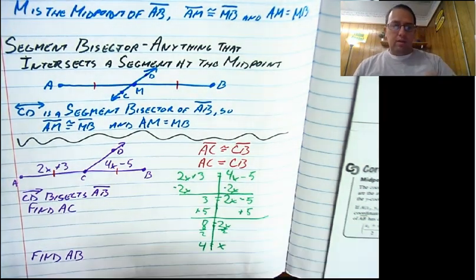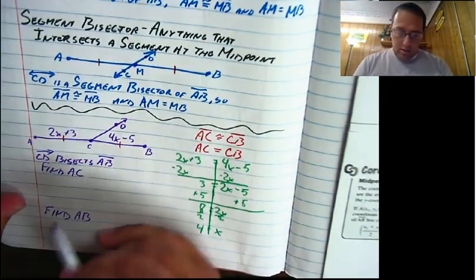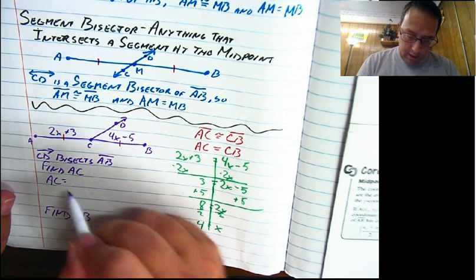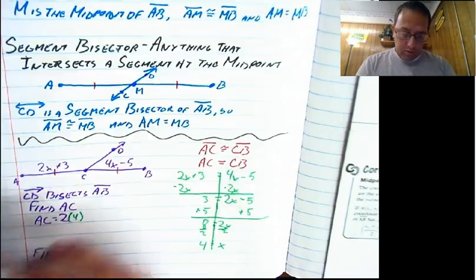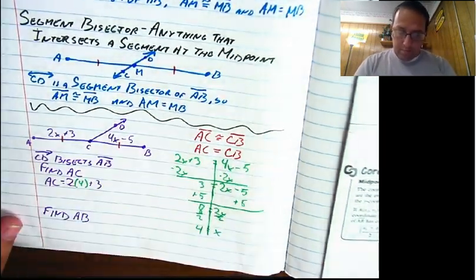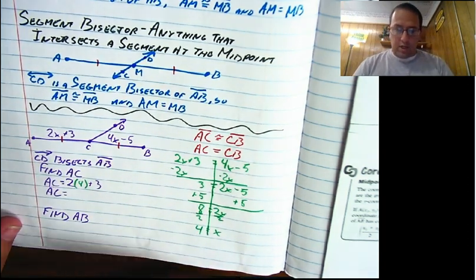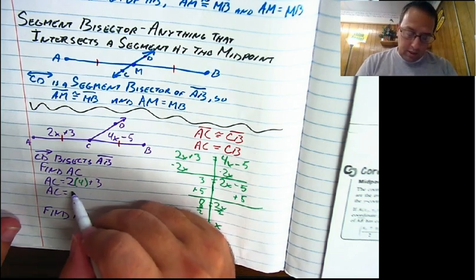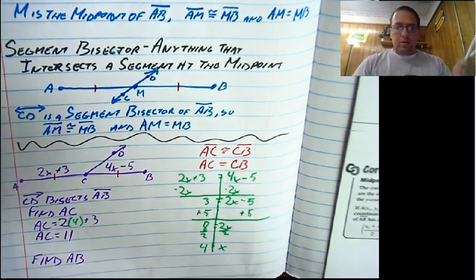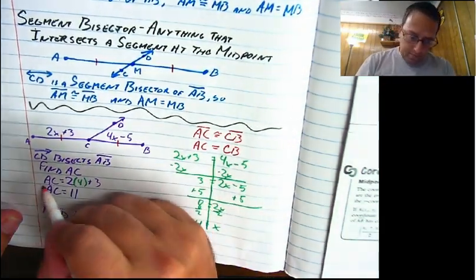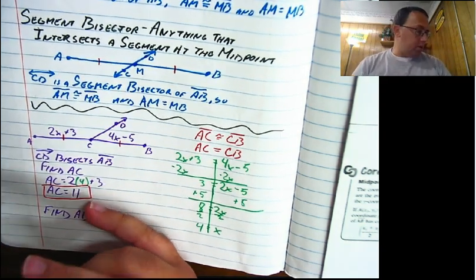What do I do with that? Well, I need the length of AC, and I know AC is 2x plus 3, so AC equals 2 times x, which I now know to be 4, plus 3. So AC equals 2 times 4 is 8, and 8 plus 3 is 11. And there it is. I have AC. Put a box around it so that the geometry teacher can find my answer.